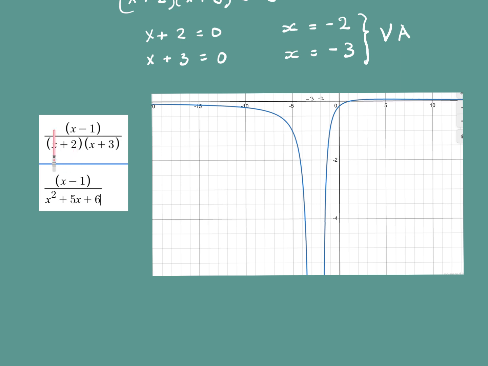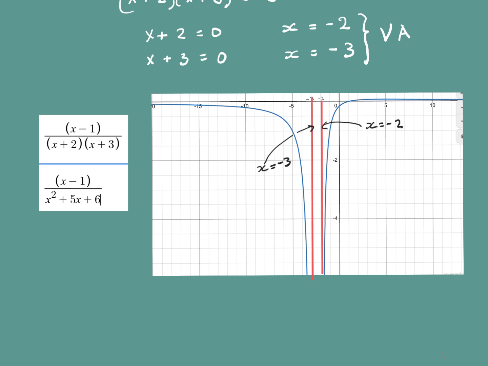So let me show you what the graph of this looks like. We have 2 variants of this. One is already factorized and one is not. And now we know that x plus 2, this is where we find the vertical asymptote, and I will try and draw it in for you. There's x is equal to minus 2 and x is equal to minus 3.